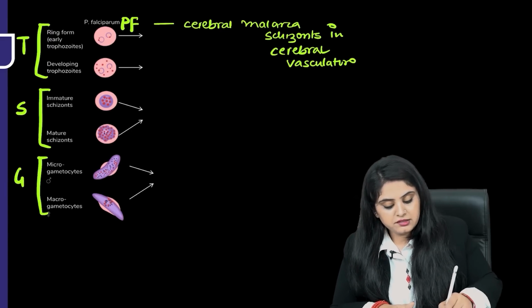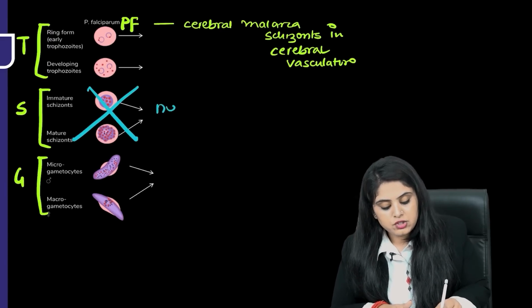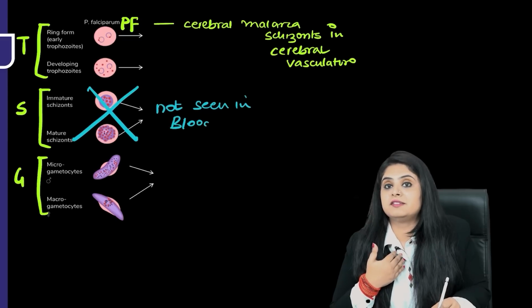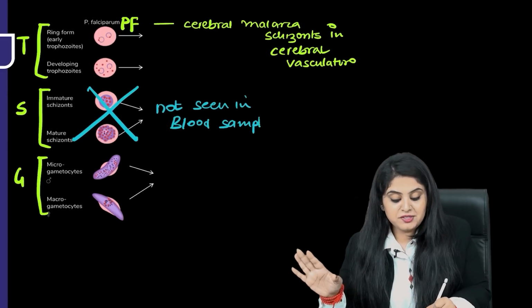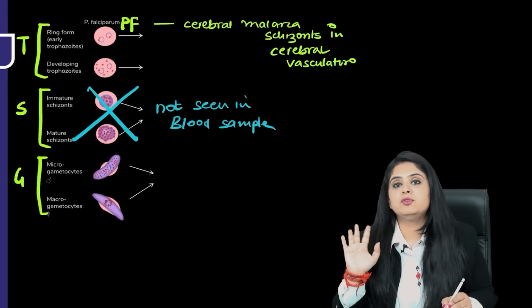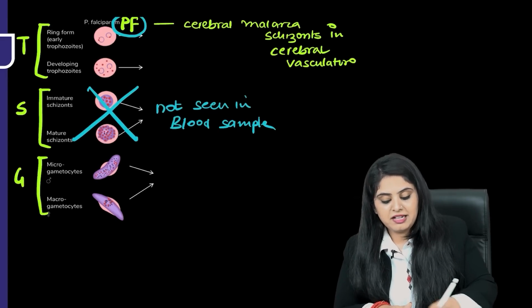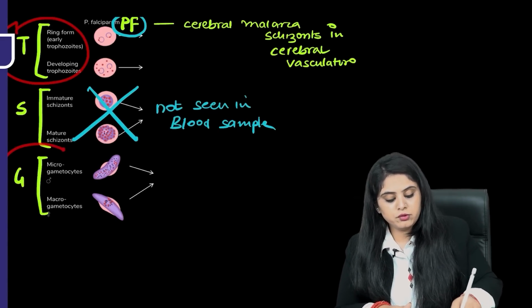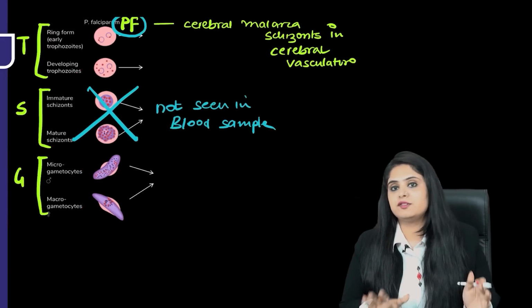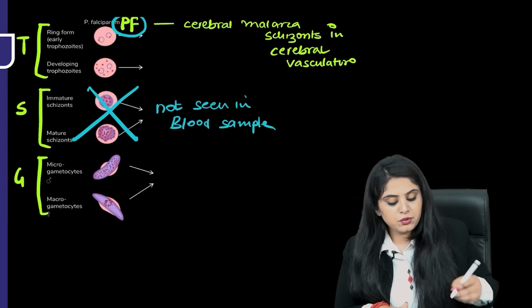So will you see this in the blood? No. Remember, schizonts are not seen in blood samples. Good for us, not for the patient. Good for us because I don't have to know the photo. Means for Plasmodium falciparum, I just have to know the photo for trophozoite and gametocyte, and that's about it because schizont doesn't come out in the blood.